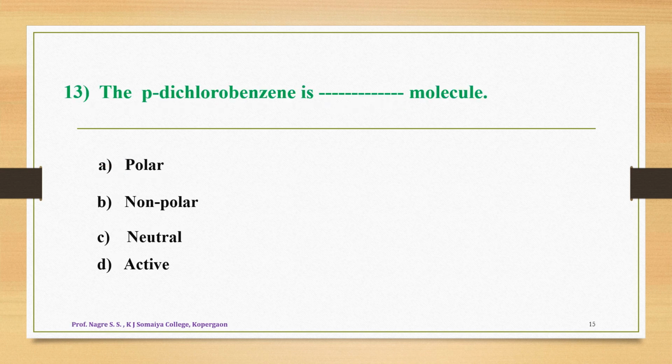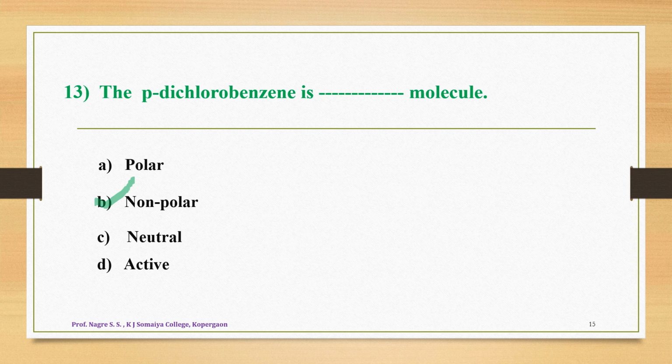The next question is question number 13. The para-dichlorobenzene is a molecule, and the options are: option A is polar, B is non-polar, C is neutral, and D is active. The correct answer for question number 13 is option B. It is a non-polar molecule.